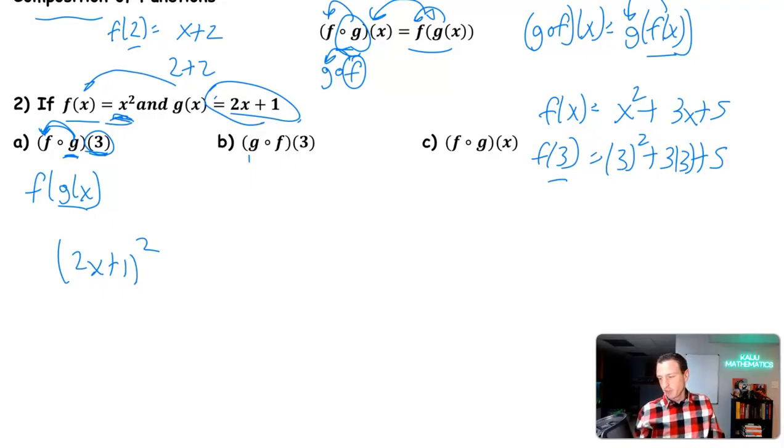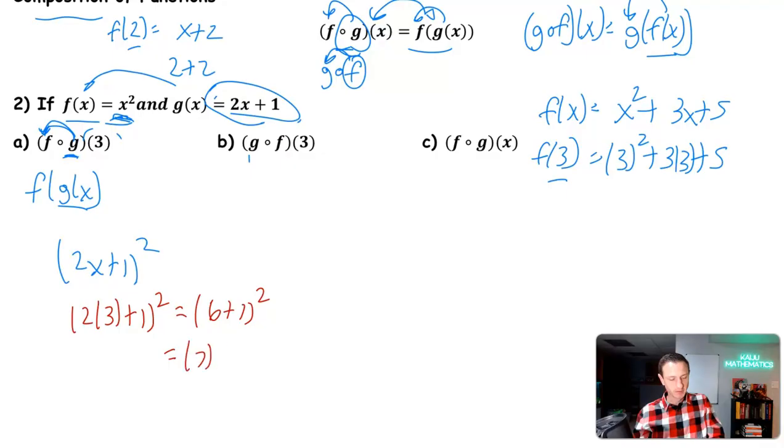Two options here. You can go through and multiply all this out, but since they're asking us to get f of g of x and then evaluate 3, just go straight to the plug-in of 3. So this is 2 times 3 plus 1 squared. You don't need to go through the whole process of actually expanding out 2x plus 1 squared. This is going to be 2 times 3 is 6 plus 1 squared. 6 plus 1 is 7. 7 squared is 49.